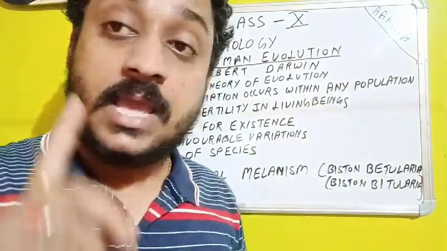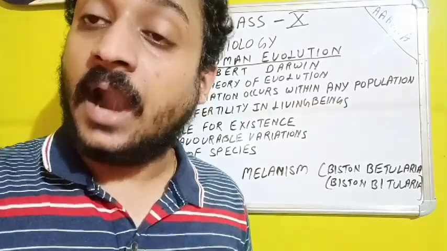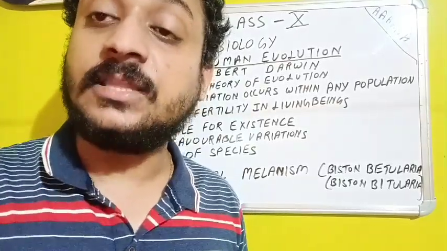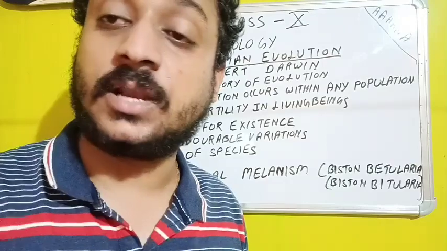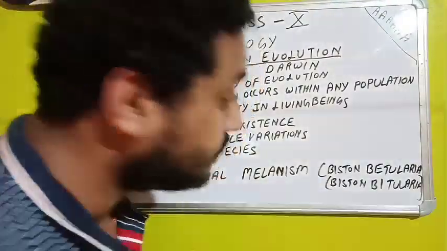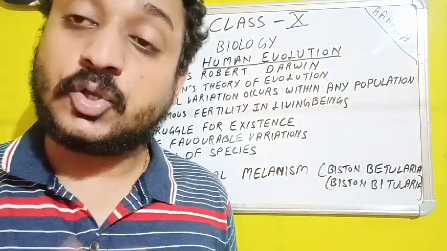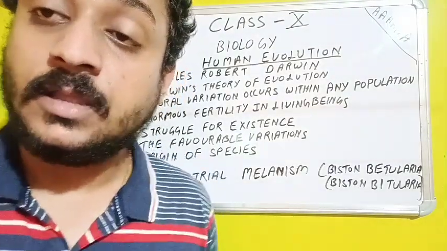And that theory is now worldwide accepted, worldwide studied. That theory has given the base of evolution, how evolution has occurred, with a proper example of industrial melanism. Now, first of all, about Charles Robert Darwin.